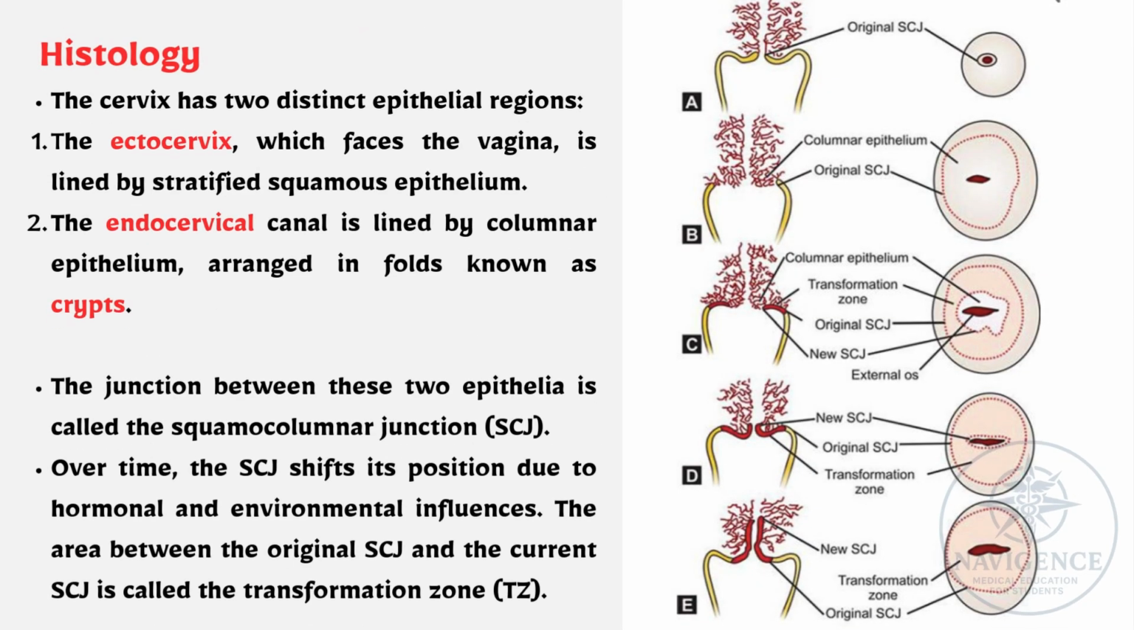The cervix has 2 distinct epithelial regions. 1. The ectocervix, which faces the vagina, is lined by stratified squamous epithelium. 2. The endocervical canal is lined by columnar epithelium, arranged in folds known as crypts. The junction between these 2 epithelia is called the squamocolumnar junction. Over time, the squamocolumnar junction shifts its position due to hormonal and environmental influences. The area between the original squamocolumnar junction and the current squamocolumnar junction is called the transformation zone.